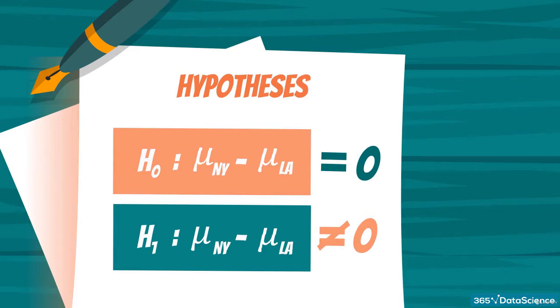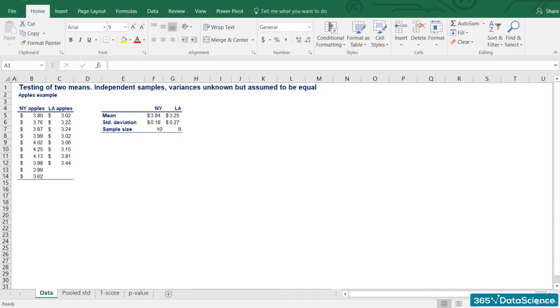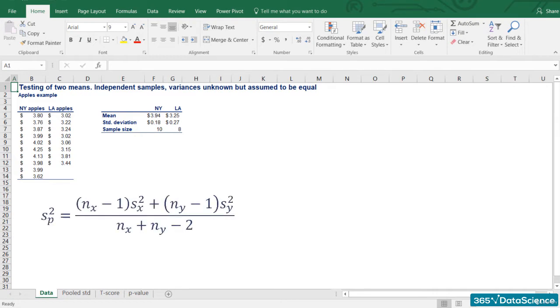All right, that's our data set. We have also calculated the sample means, standard deviations, and sample sizes. What can we do when the variance is unknown, but assumed to be equal? Earlier, we used the pooled variance formula. Well, here it is again. Remember?